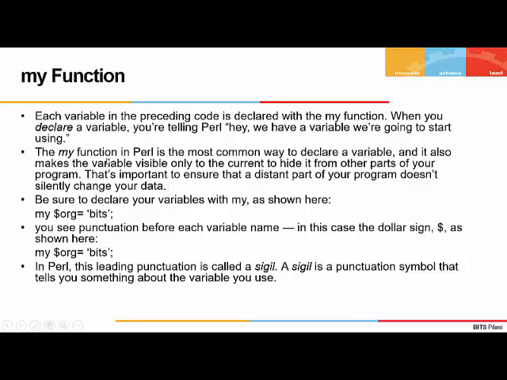Okay, and this my function is the most common way to declare a variable, and it also makes the variable visible only to the current scope, hiding it from the other parts of the program. So, for example, when you are writing a different subroutine, you will be declaring the variable, and that will be used in that part of your program. Fine. So while declaring, we should be sure that my is being used. If you are not using my, it will again give an error.